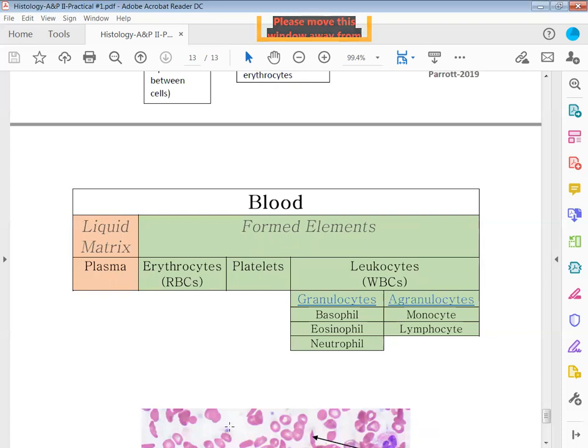Remember, here's a platelet down here. They're little teeny tiny splat cells. Then in the formed elements, you also have your white blood cells, abbreviated WBCs, also called your leukocytes. And you have two types of white blood cells. You have your agranulocytic cells, which are going to include your monocytes and your lymphocytes. Then you have your granulocytic cells, which are going to include your basophils, eosinophils, and your neutrophils.